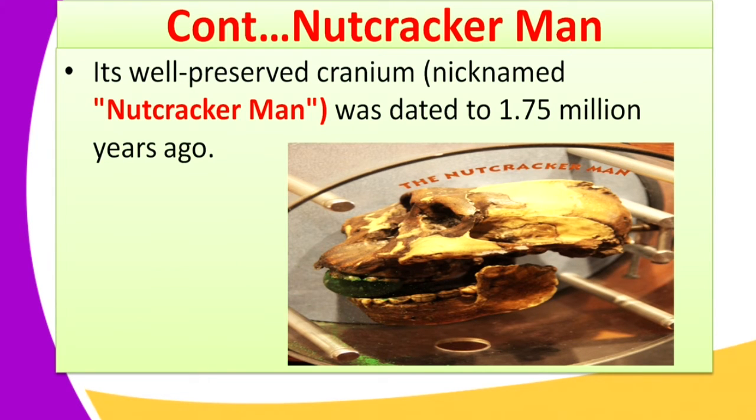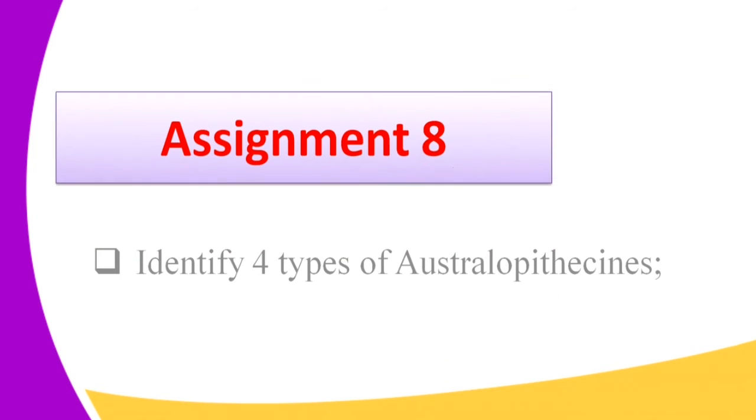And as usual, I want to leave you with some assignment. You answer this question as part of your assignment, and in our next lesson, I will pick from here. The question is, you identify 4 types of Australopithecines. We have said the 4 types of Australopithecus are collectively known as Australopithecines. So identify 4 types of Australopithecus.